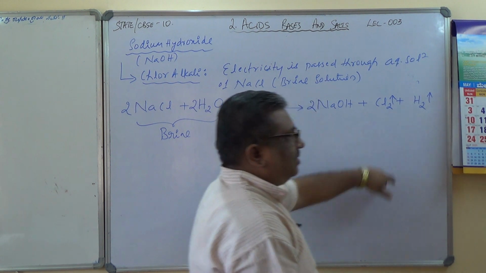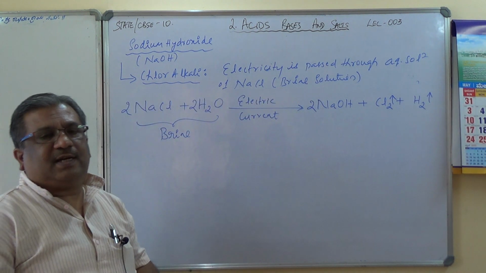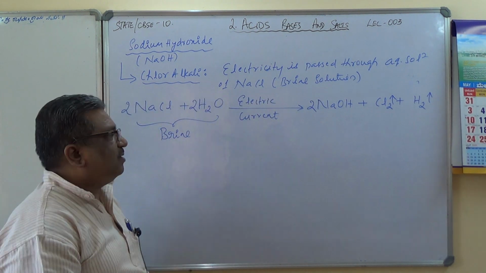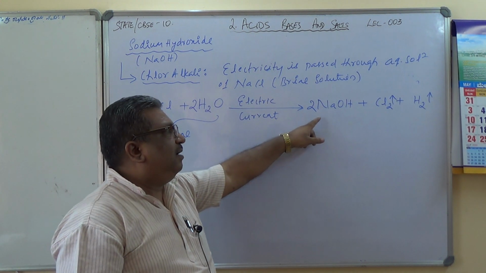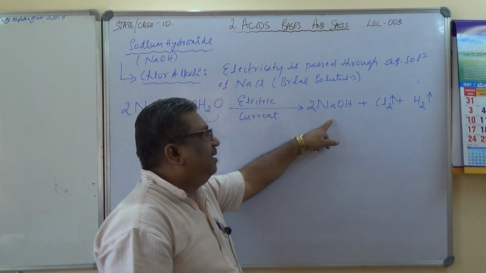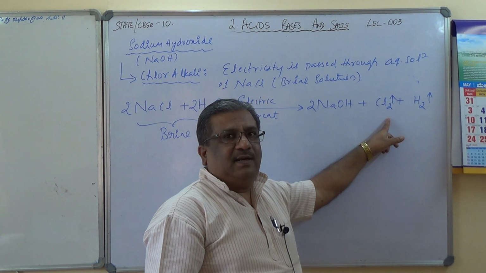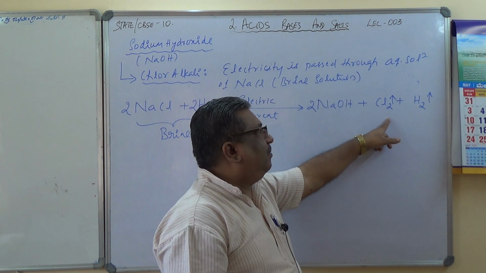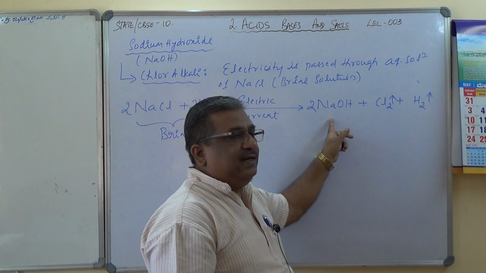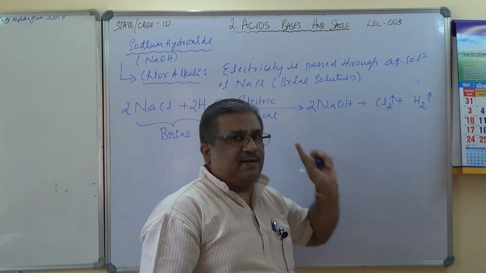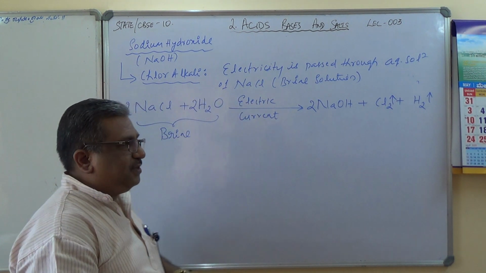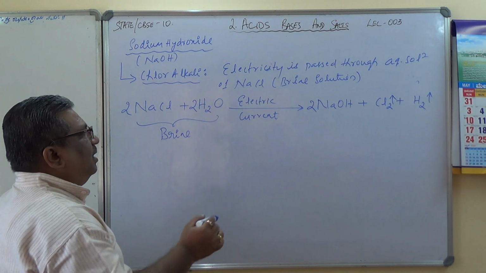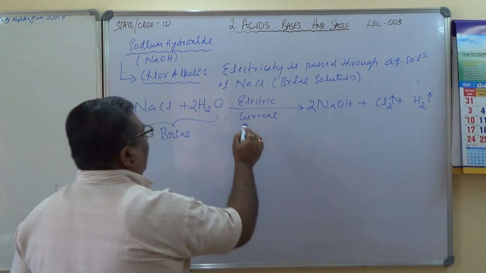gas and hydrogen gas. Why do you call this a chloralkali process? Because the products formed are alkali, sodium hydroxide, and also chlorine gas, isn't it? Chlorine gas is evolved, and also the alkali is produced, and hence this process is termed the chloralkali process. Now, the very important thing is how this is obtained.